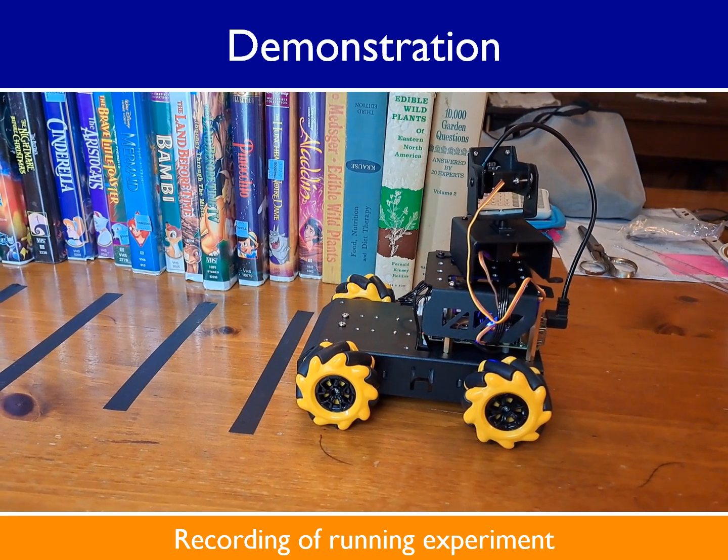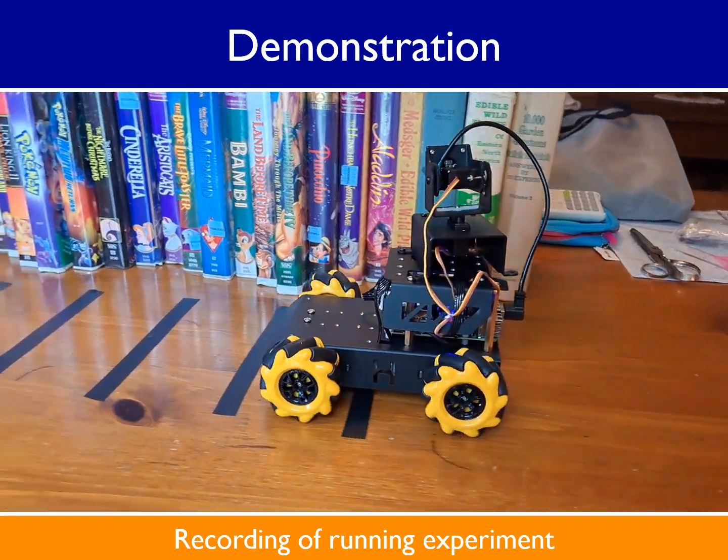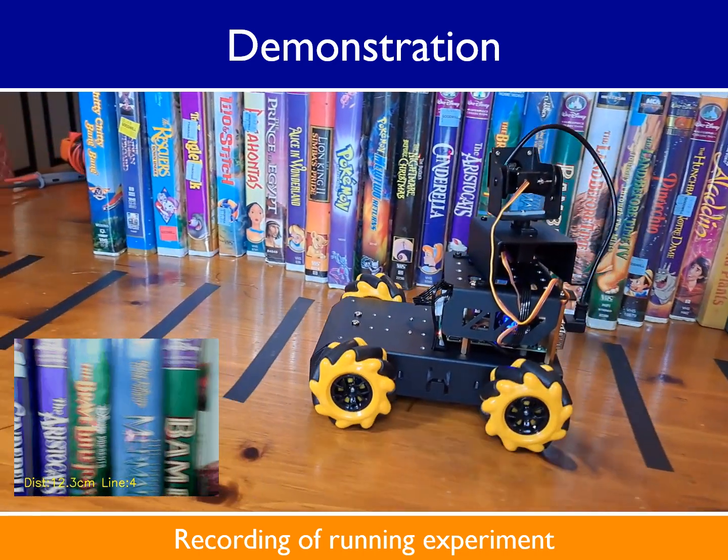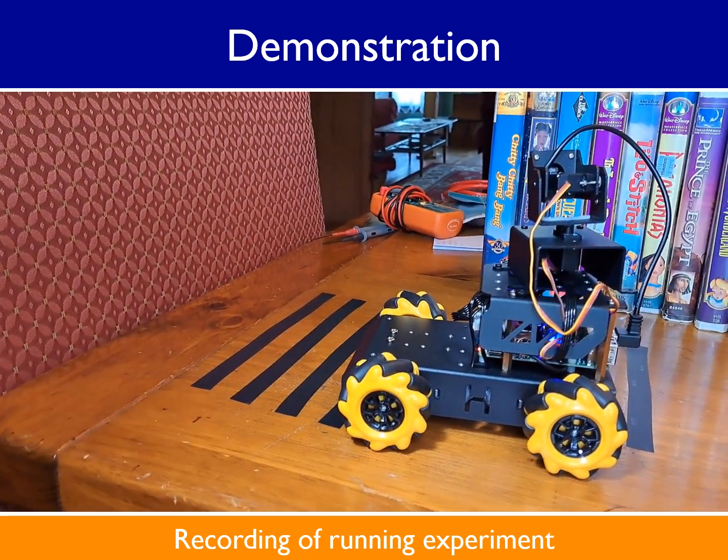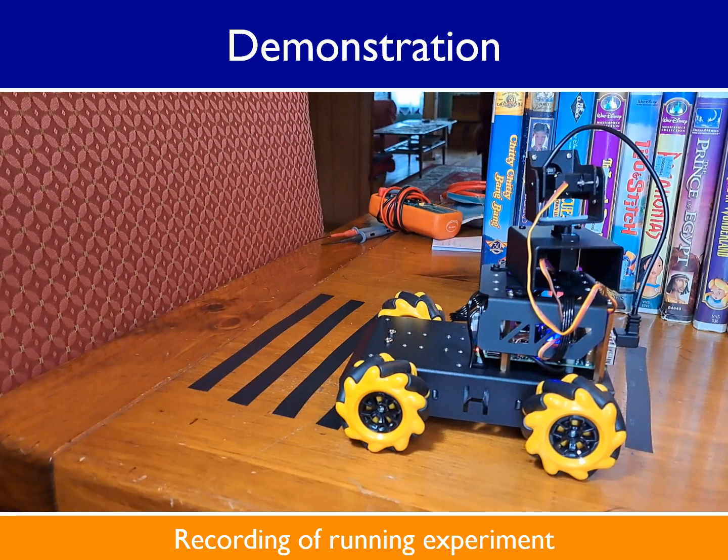This is a video of the robot actually traveling down the track. You could also see the little call out video which streams from the robot itself that track the distance traveled as well as the number of lines detected.